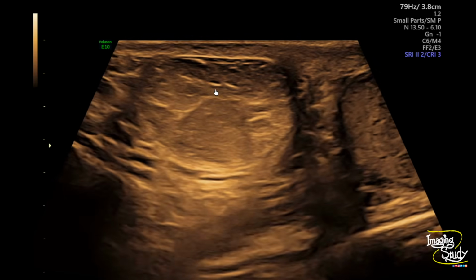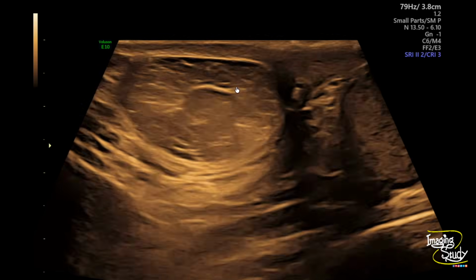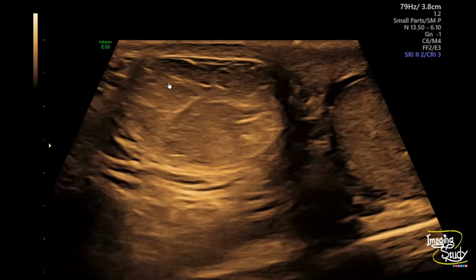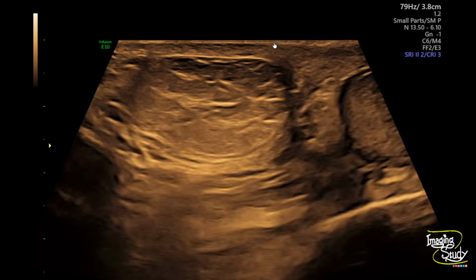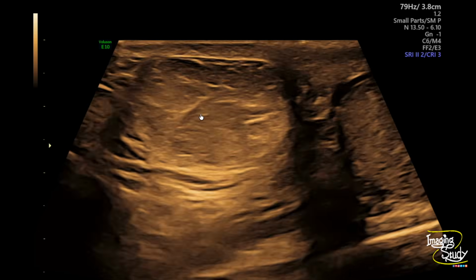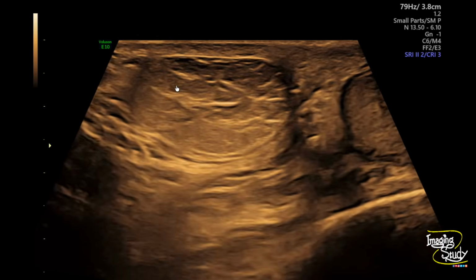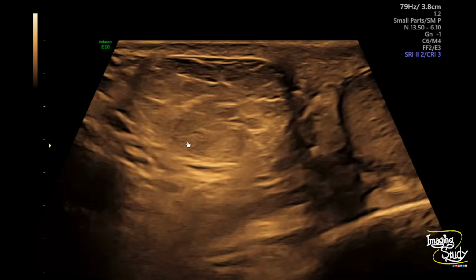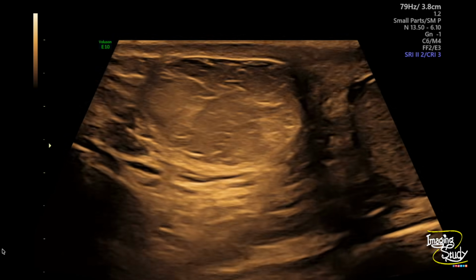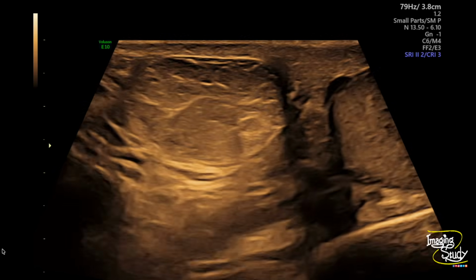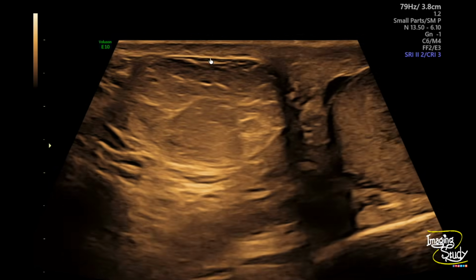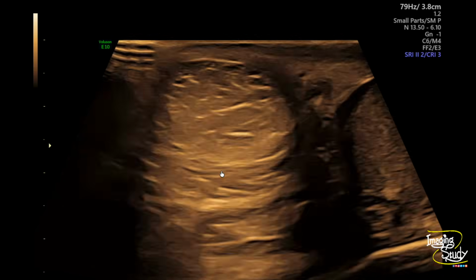If you look at the texture, it is homogeneous with internal striations, and the striations are parallel to the skin. Also, the long axis of the lesion is parallel to the skin. If you compare it with the echogenicity of the subcutaneous tissue over any part of the body, the echogenicity and echotexture will be similar. It indicates that the lesion is of fatty origin. If you look here, you can see the lesion is also covered by a thin hyperechoic capsule.